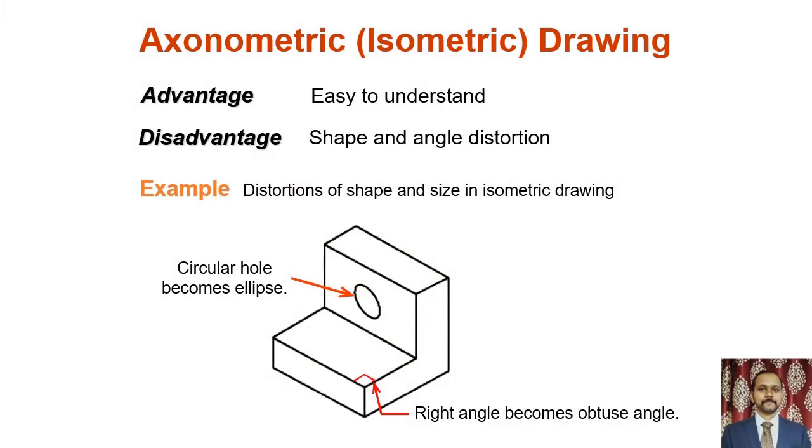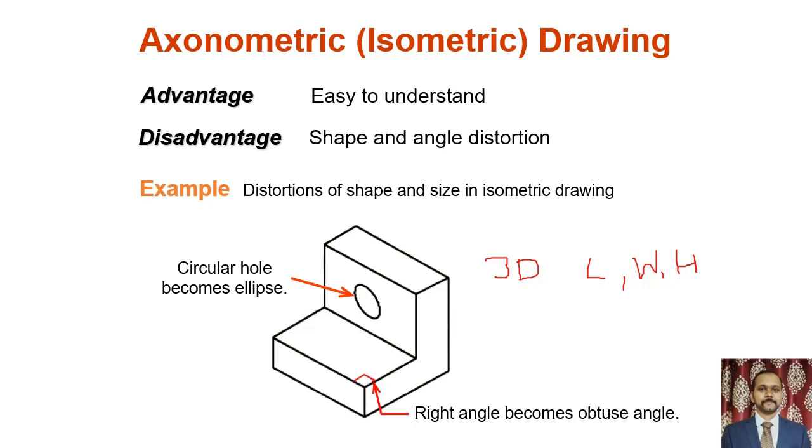Then what is axonometric or isometric drawing? What are the advantages? Isometric drawing is nothing but a three-dimensional drawing where we see the length, width and height. Okay, and what is the advantage of this? It is easy to understand. When we go for any isometric or axonometric drawing, we see the length, width and height of the drawing. And what is the disadvantage?